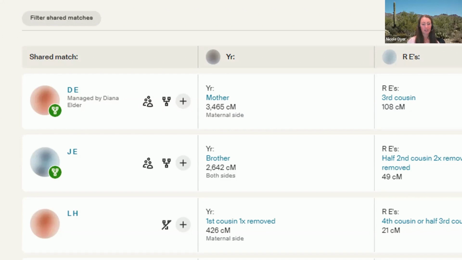So, yes, it's highly accurate. I found it to be very good. And every once in a while, you'll see somebody who doesn't have a side assigned, and that's if there aren't enough matches on that particular shared segment and they can't figure it out.